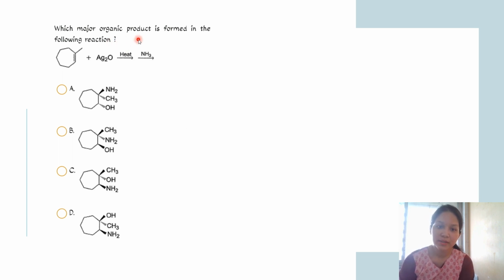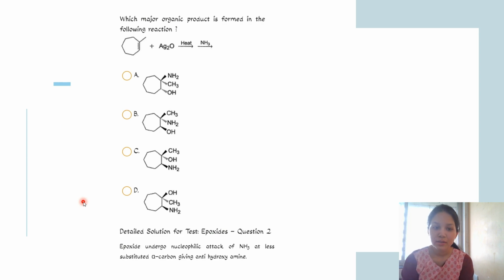Which major organic product is formed in the following reaction? You are treating this alkene with this silver compound in heating condition, and in the next step we are going to treat the intermediate compound formed with ammonia. So you have to identify which one is the major product obtained in the reaction. Silver oxide is commonly used for the synthesis of epoxides from alkenes. So in the first step, you will get the epoxide. And then the epoxide ring will be opened up by the ammonia present in the reaction medium.